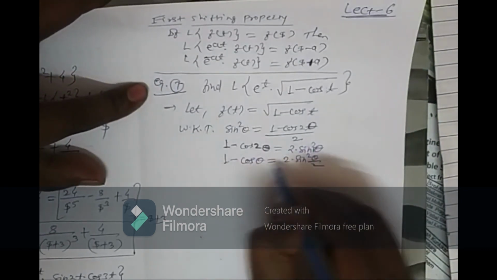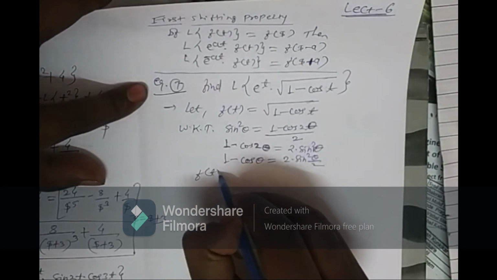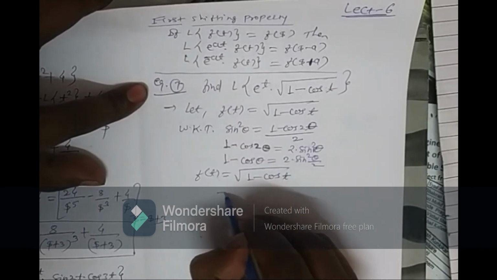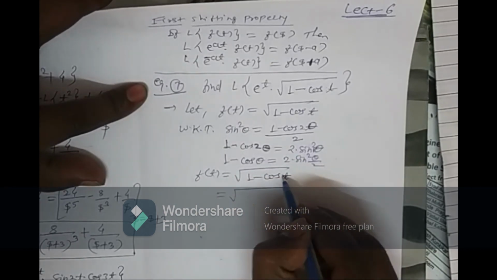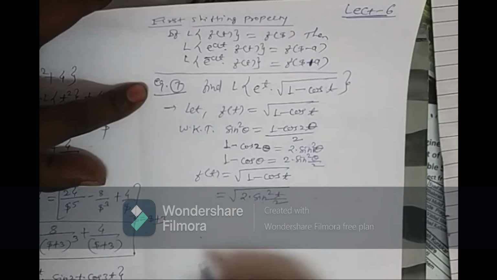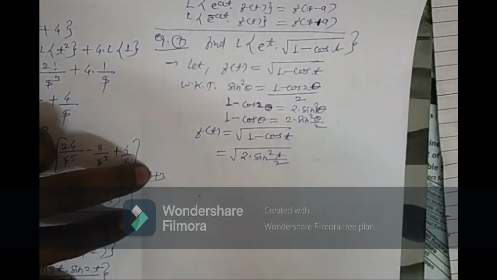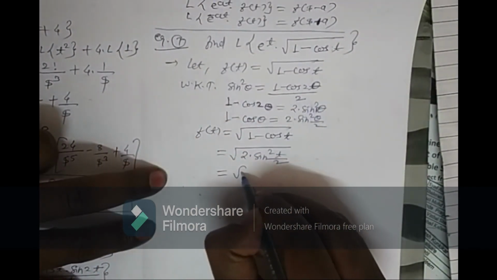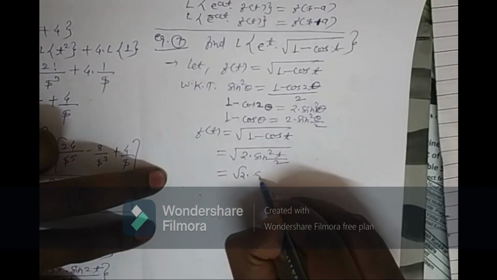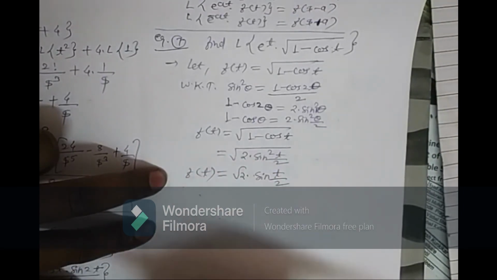So in the question we are given f of t is equal to under root 1 minus cos t. Under root 1 minus cos t can be written as 2 sin square t by 2, isn't it? We can write this by using this formula. So this can be written as root 2 into, the square root and square get cancelled, and what we get here is sin of t by 2. So this is the value of f of t.